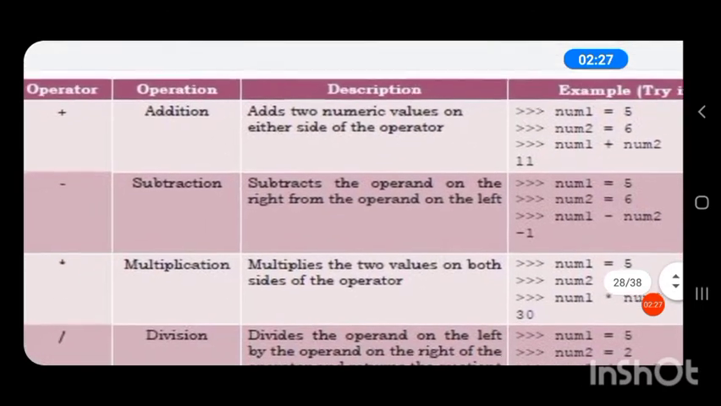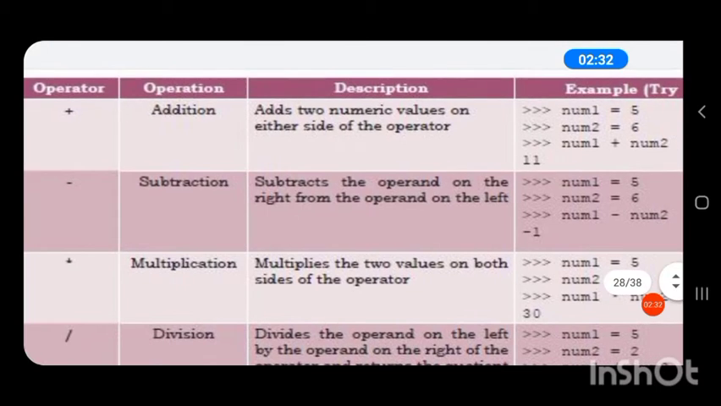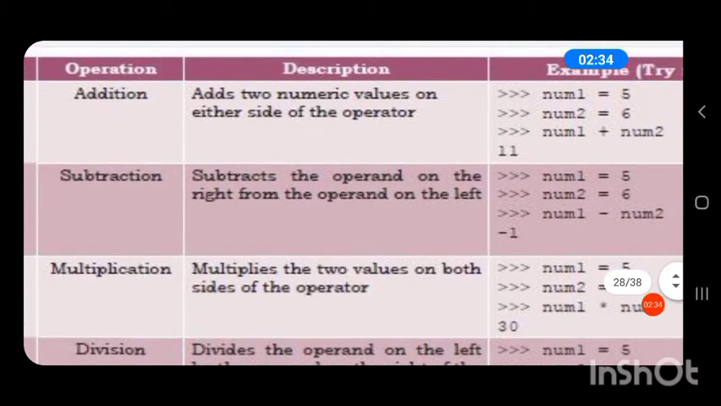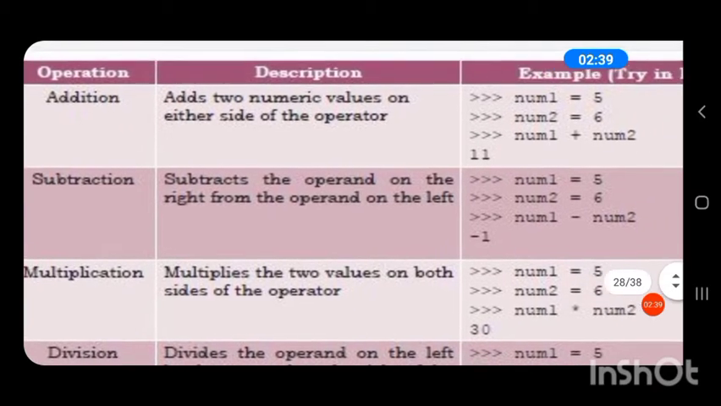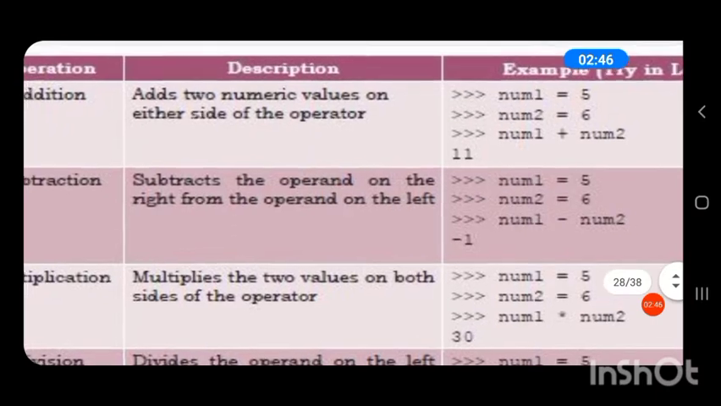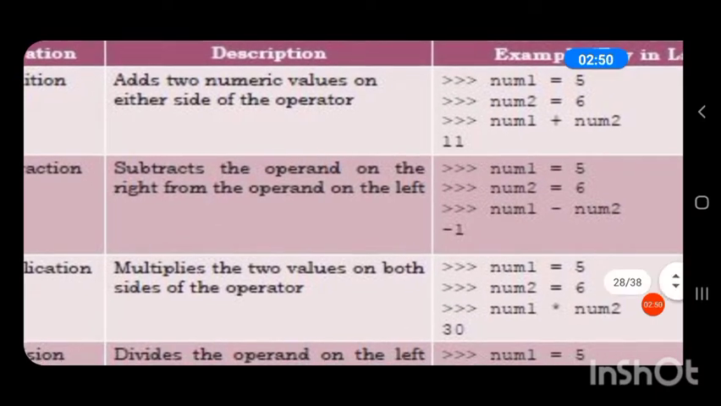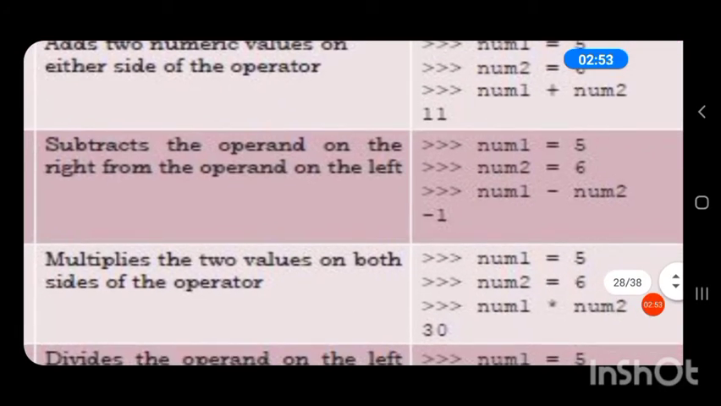The next operator is minus, which is used for subtraction. It subtracts the operand on the right from the operand on the left, the first variable minus the second. So we have num1 equal to 5, num2 equal to 6. Then num1 minus num2 is equal to 5 minus 6, that is minus 1.